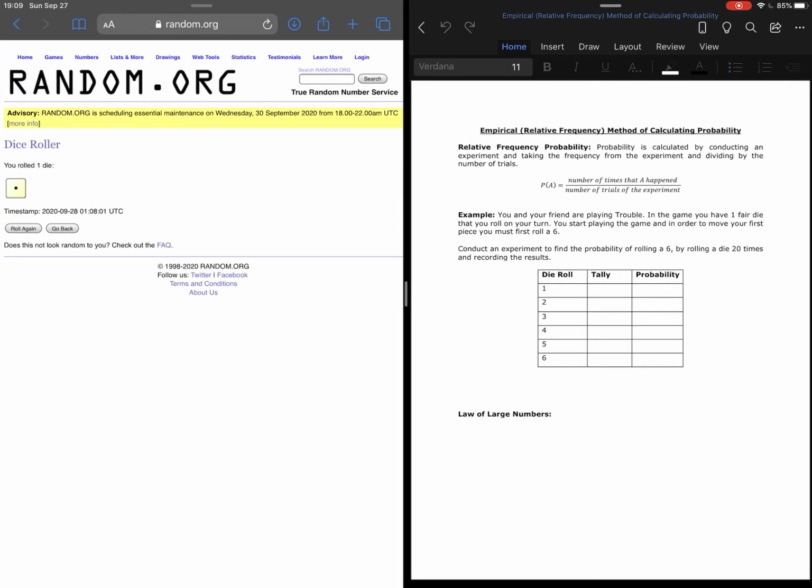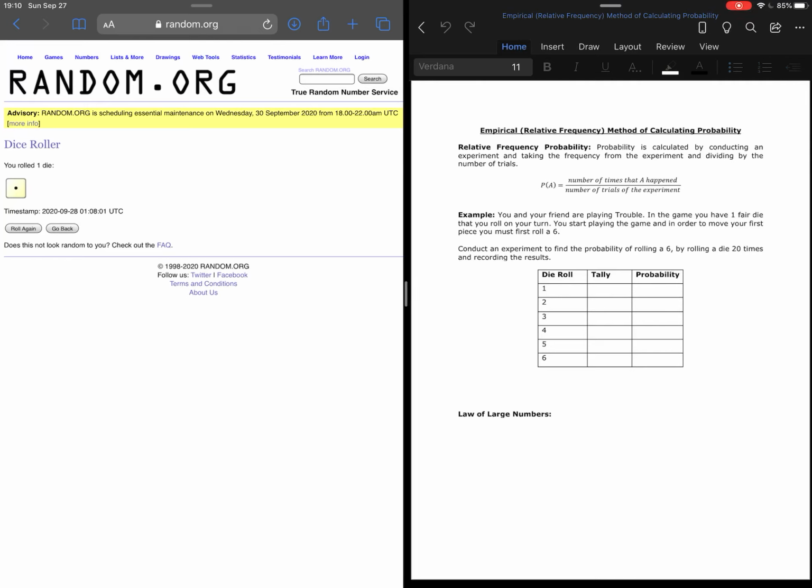So you and your friend are playing Trouble. In the game Trouble, you have one fair die that you roll on your turn. To start playing the game, and in order to move your first piece, you must roll a 6. So we're going to conduct an experiment to find the probability of rolling a 6 by rolling a die 20 times and recording the results. Instead of just thinking about what the probability would be by using our knowledge of how many outcomes there are on a die, like we would in the classical method, we're going to actually conduct an experiment to see what we get.